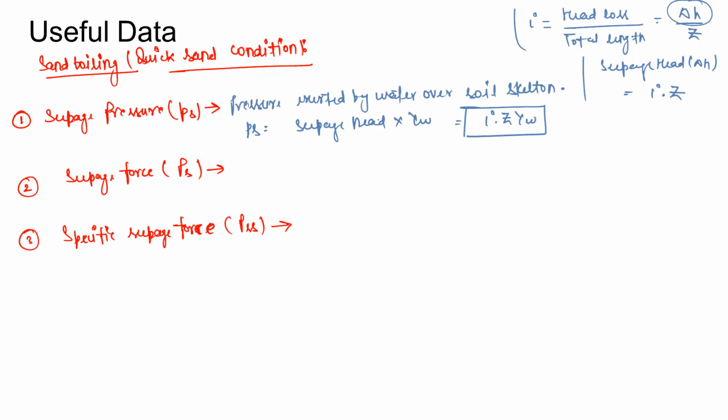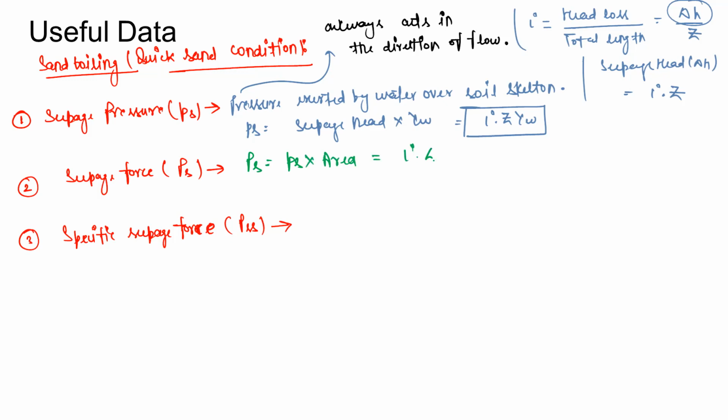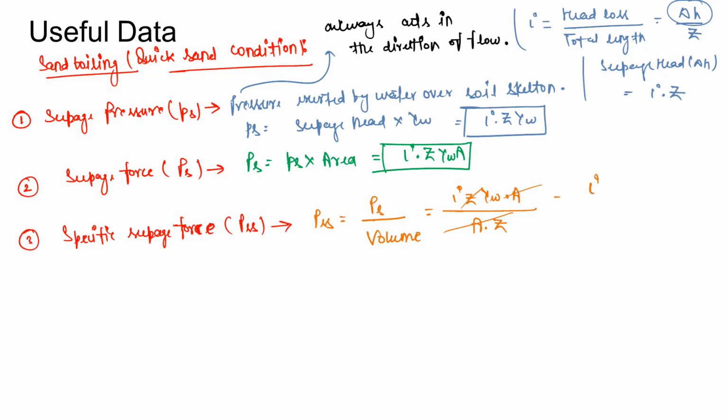One thing we have to keep in mind is that the seepage pressure always acts in the direction of flow. Now coming to the seepage force, which is seepage pressure into area, it will be I Z gamma W into A. So this is the formula for seepage force. Now specific seepage force will be seepage force divided by volume. So it will be I Z gamma W into A divided by A into Z. So this will cancel out, and it will be I into gamma W. So this is specific seepage force.